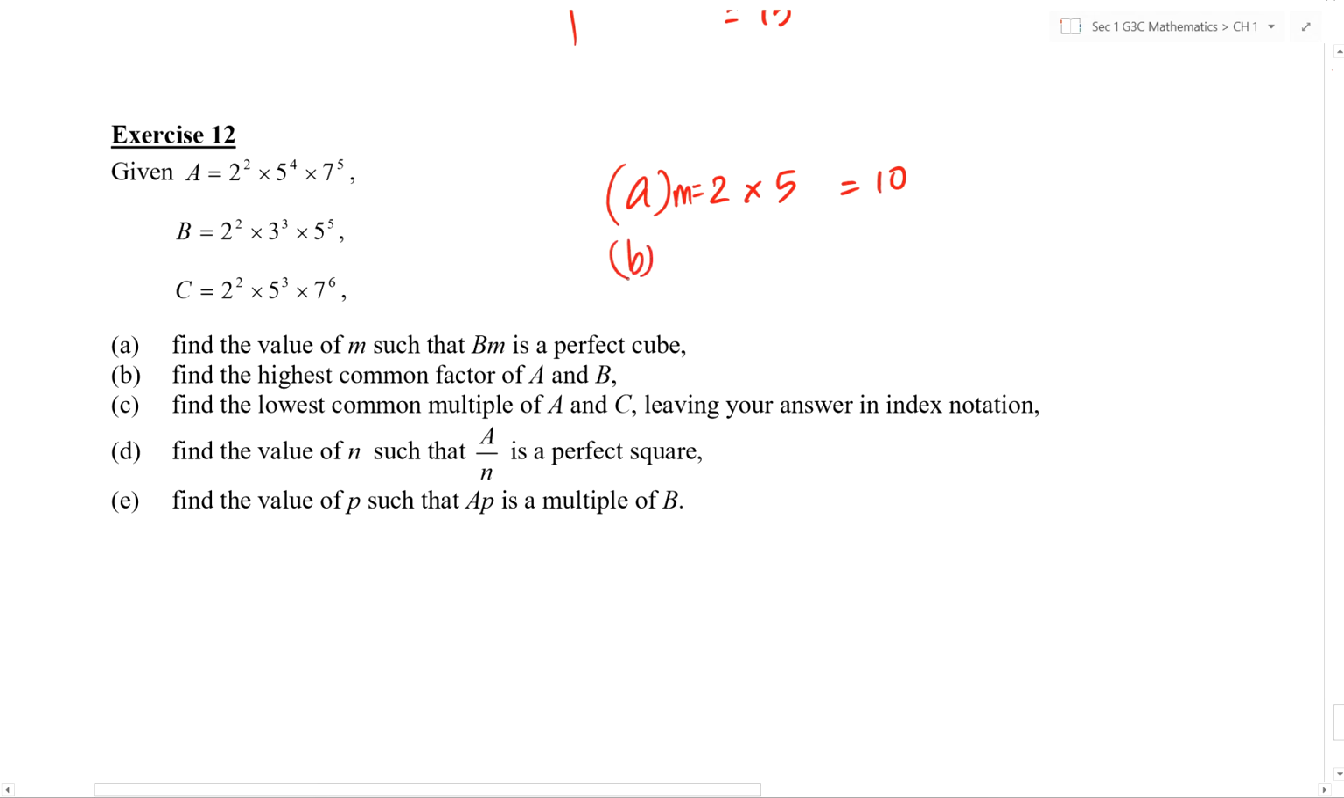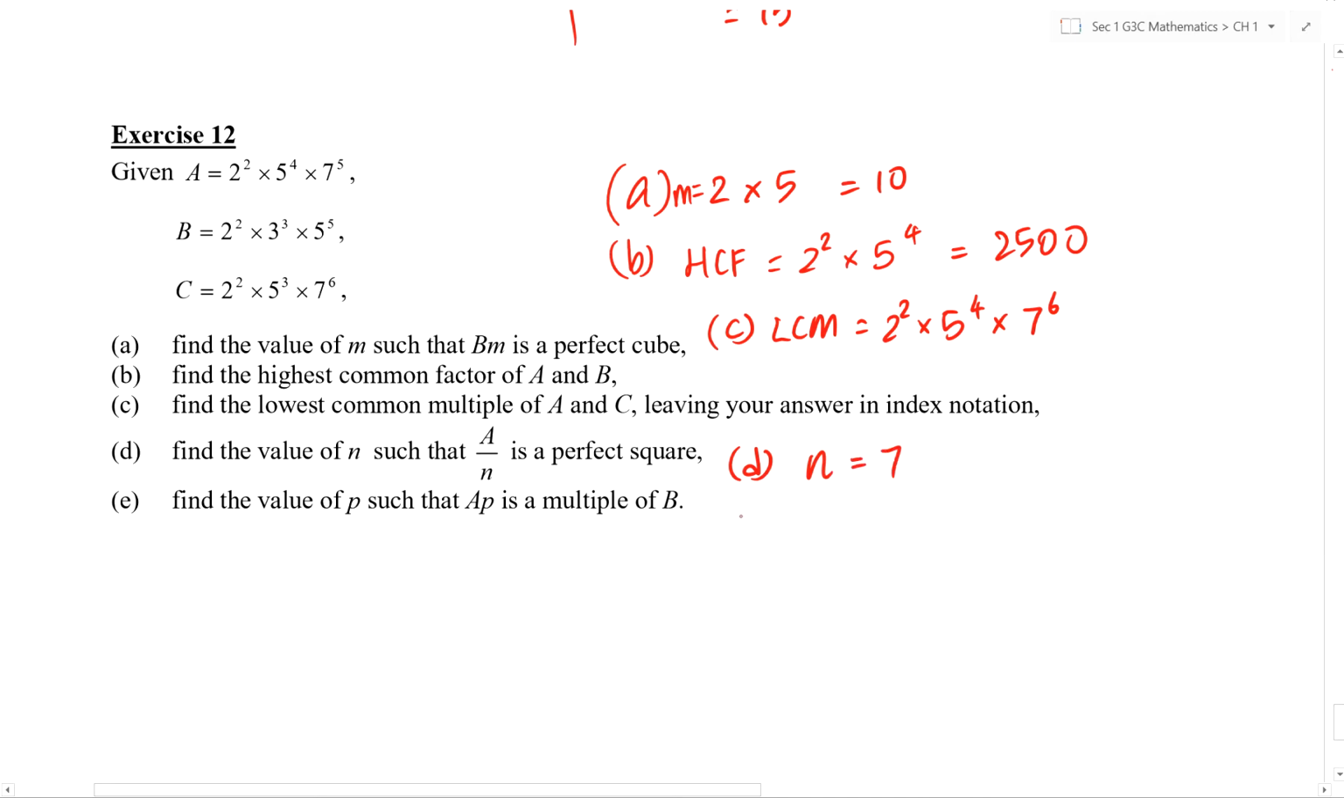Part B. Highest common factor of A and B. HCF is 2 squared times 5 power 4. And this gives us how much? 2500. Part C. Oh no. LCM of A and C. I'm greedy, I grab everything. LCM 2 squared times 5 power 4 times 7 power 6. Index notation. Part D. A over n is a perfect square.